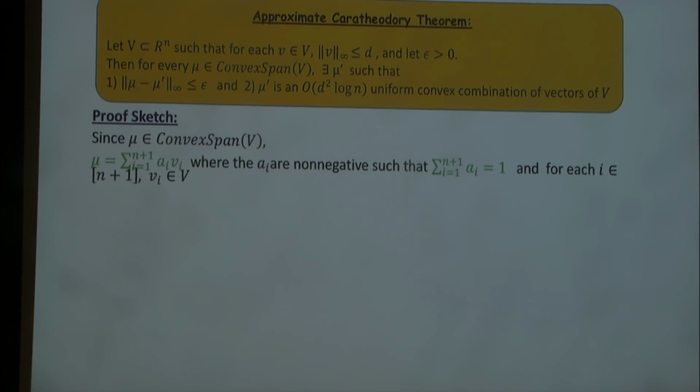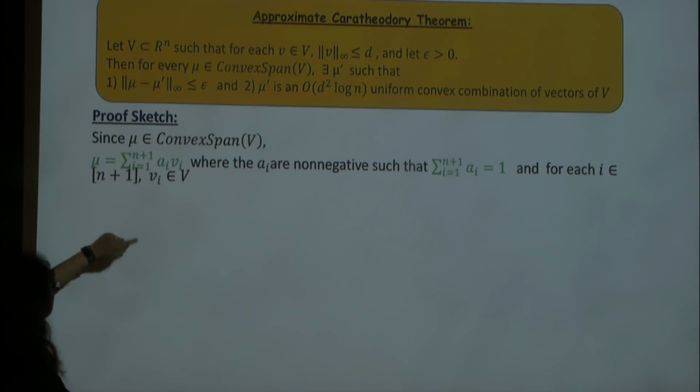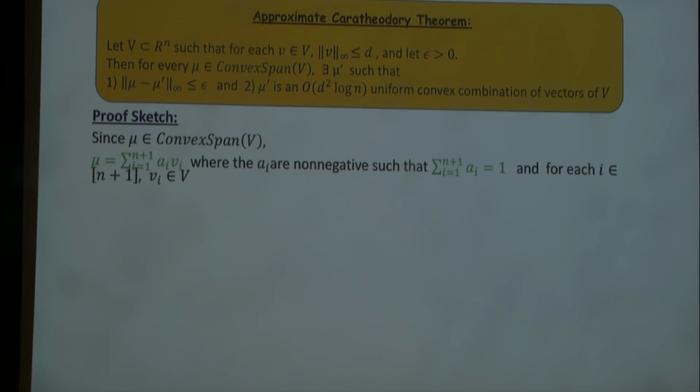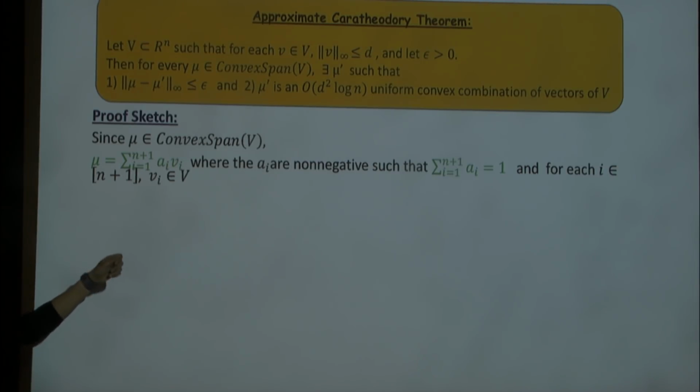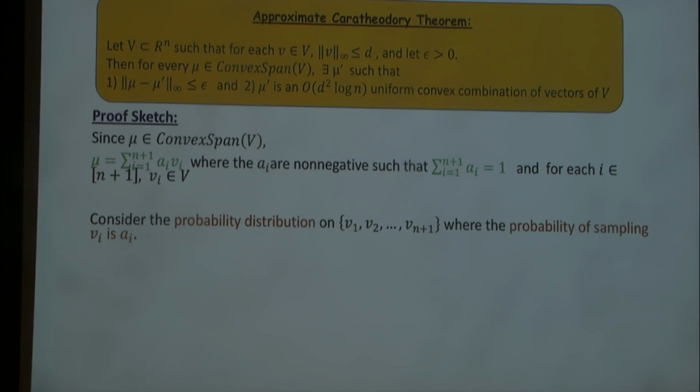So let's prove this. Let's take any interior point, and I want to approximate it by a uniform convex combination of few vectors. So let mu be any interior point. By the Carathéodory theorem or whatever, mu is a convex combination of some of the corner points, right? So mu can be written as summation ai vi, where vi are the corner points. The ai's are non-negative and they sum to 1. This we know. So now we can think of these ai's as a probability distribution. They are non-negative and sum to 1, and the probability of sampling vi is ai. So just sample the vi's from this probability distribution.